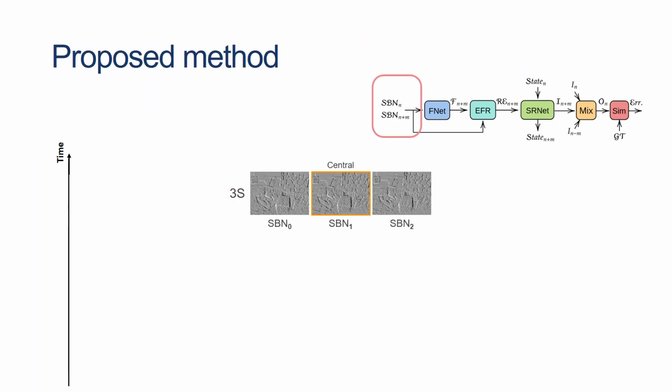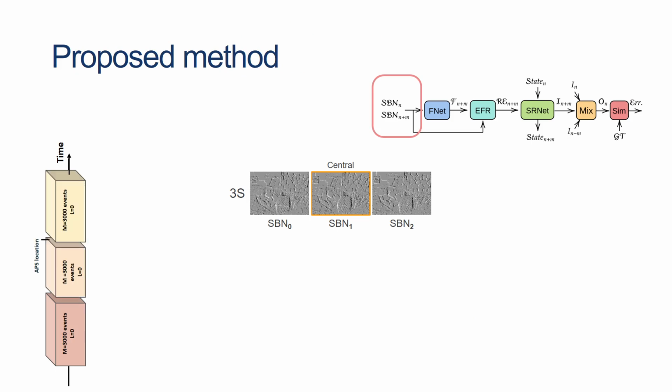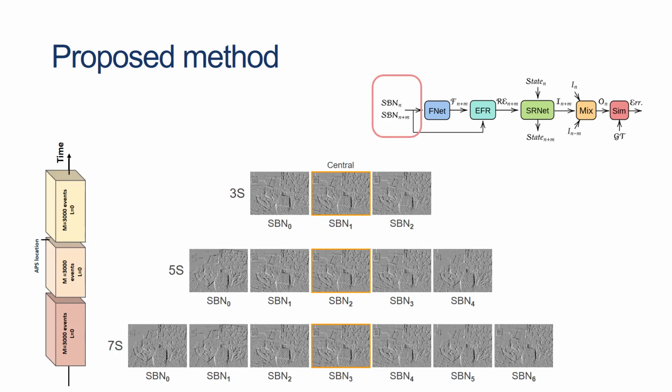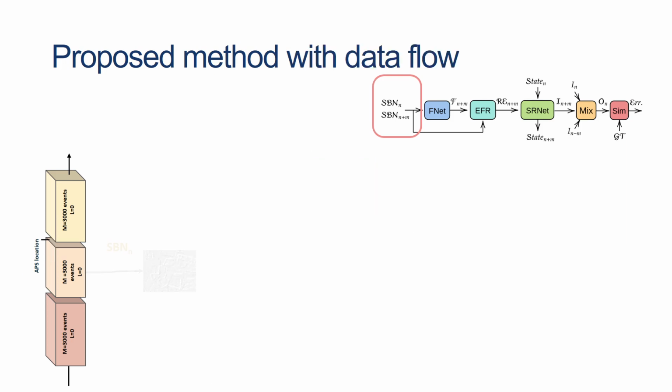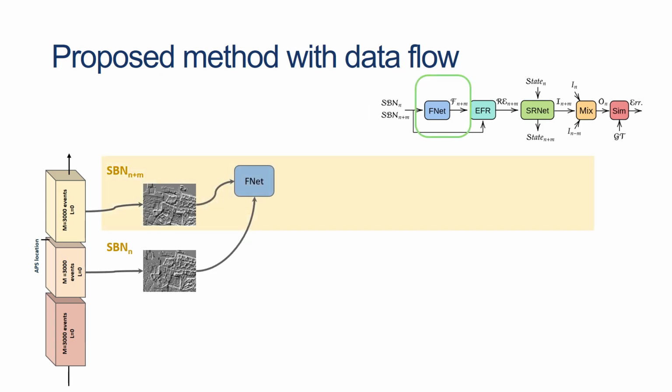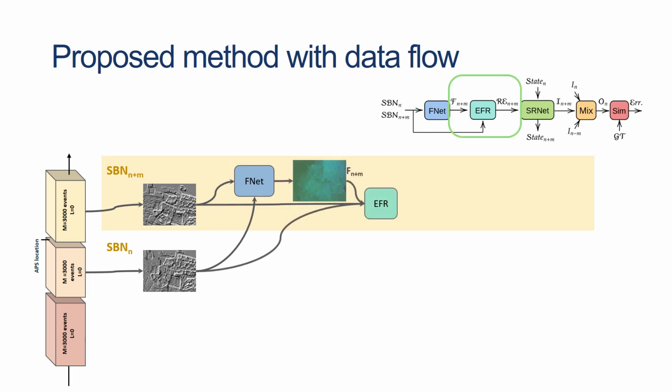We use a sequence of stacks over time as inputs, which can be 3, 5, or more. The central stack indicates the timestamp of the output intensity image. The central stack and its next stack are temporally related by the flow estimation network. This flow plus the stacks go to an event feature rectifier, EFR, to make the events have sharper edges.